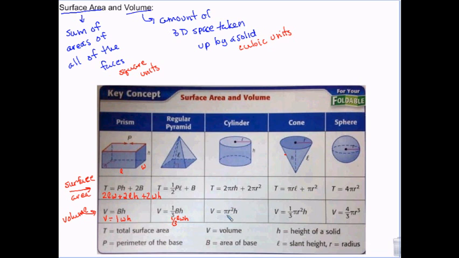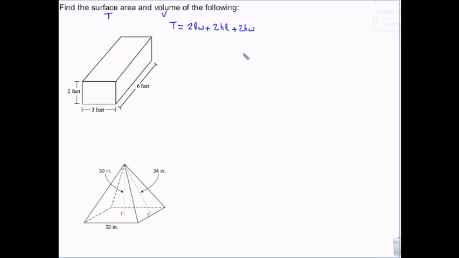Here you have pi r squared height, 1/3 pi r squared height, and then the volume of a sphere is 4/3 pi r cubed. You'll need these, yes. You need to write these down, or you'll have to look them up later. You need them, though. I learned, and so that's the one I'm really comfortable with.